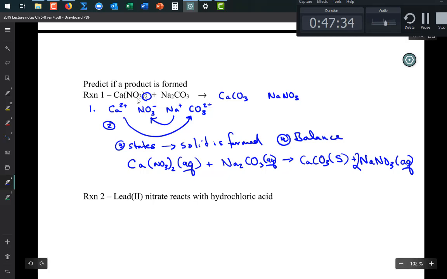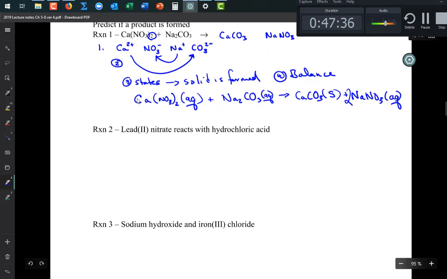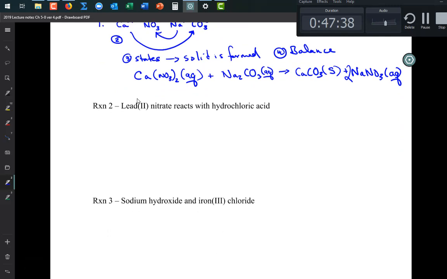All right. I'm going to let you practice with this one, but you'll notice I wrote them out like this. So write out the formulas, right? And then write out the ions, or you can write the ions and the formulas, doesn't matter, and predict, you know what the reactants are, predict what the products are.